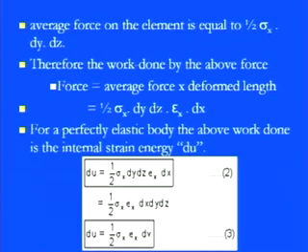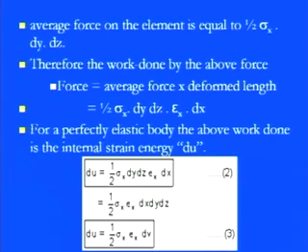Now for a perfectly elastic body, the above work done is the internal strain energy. So dU can be easily calculated, because the work done by the application of force is stored as an equal amount of energy within the element. Since we are always considering an elastic body, we can simply replace this work done by the internal strain energy dU.